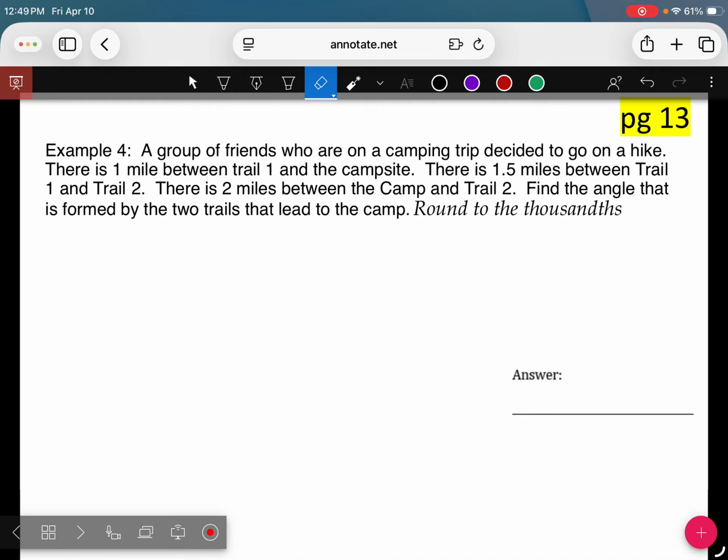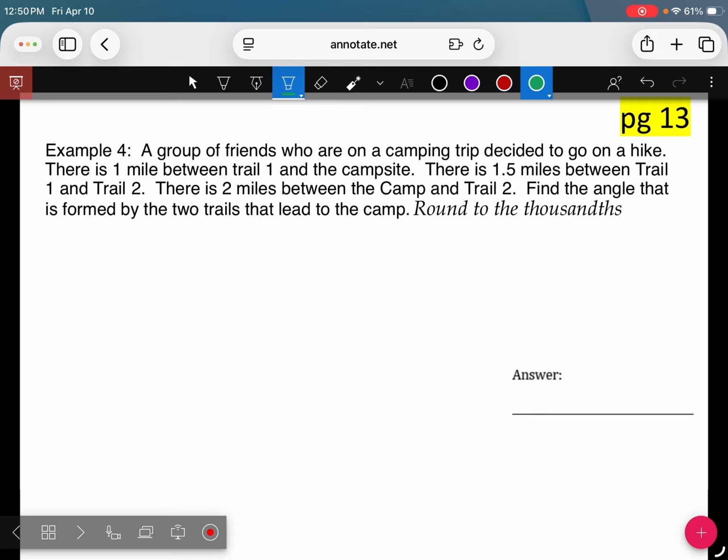So this class, my fifth period is farther ahead. So we're just going to jump in at example 4, since we only got through examples 1, 2, and 3 yesterday. It says we have a group of friends who are on a camping trip. They decided to go on a hike.